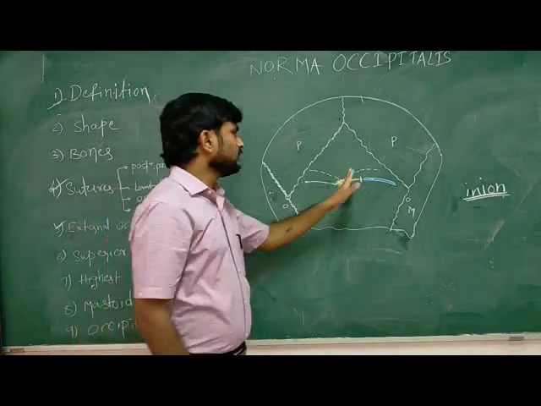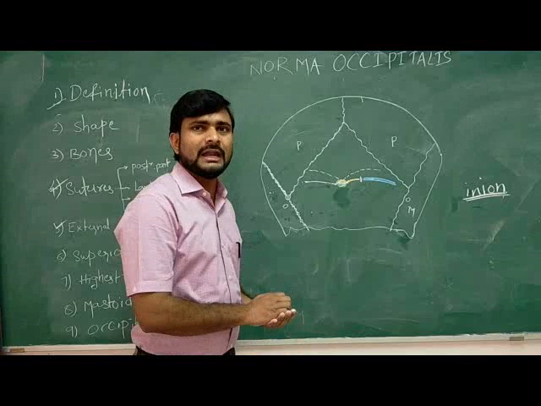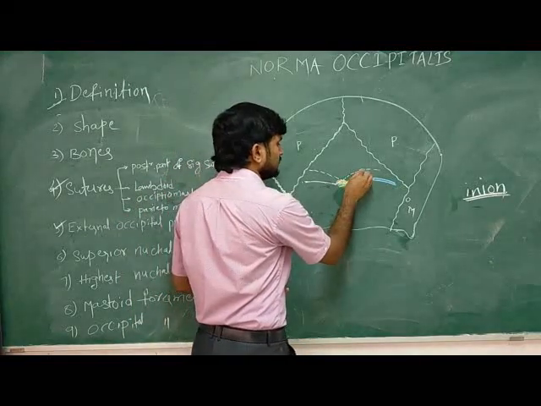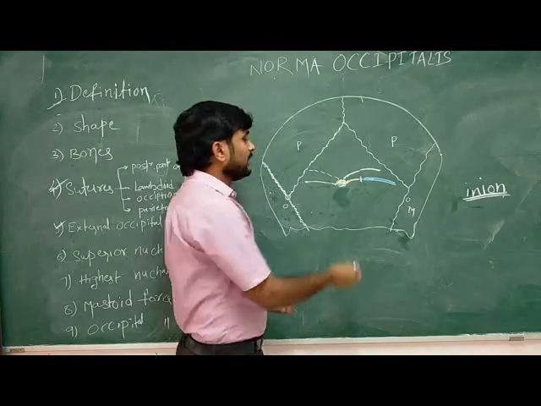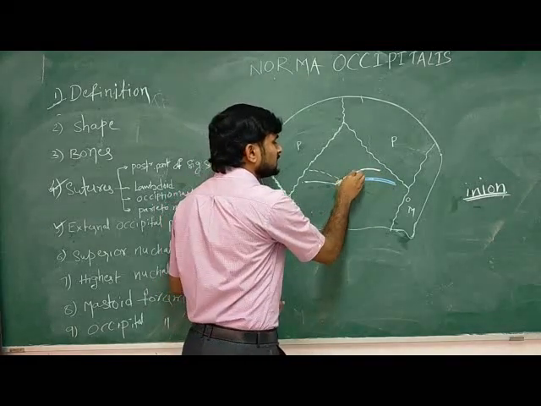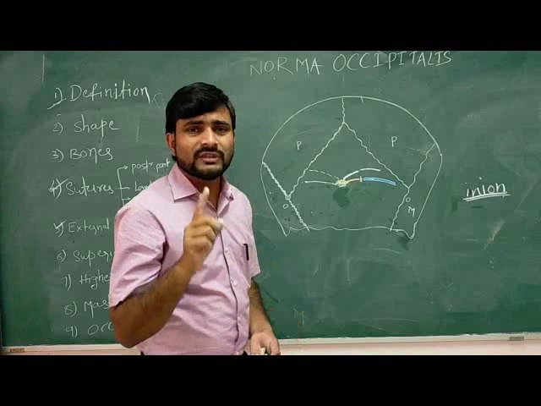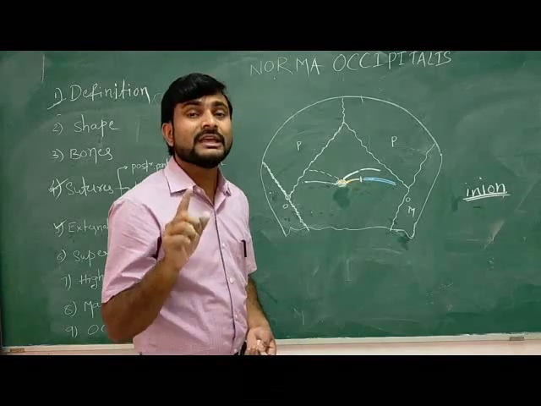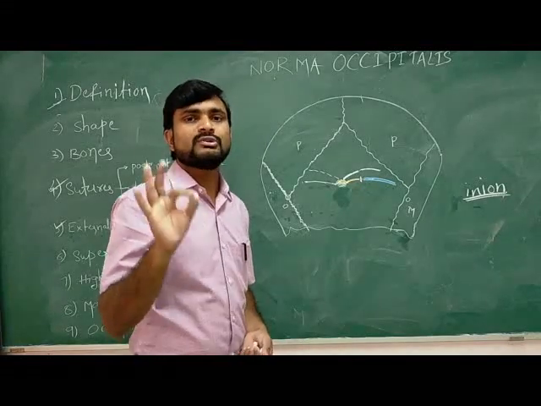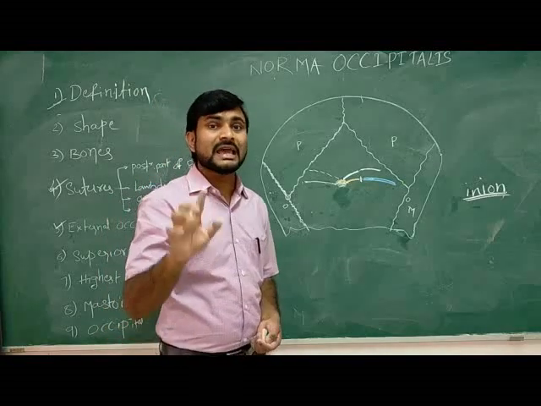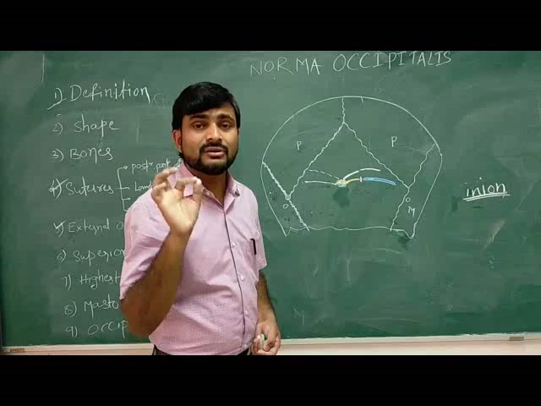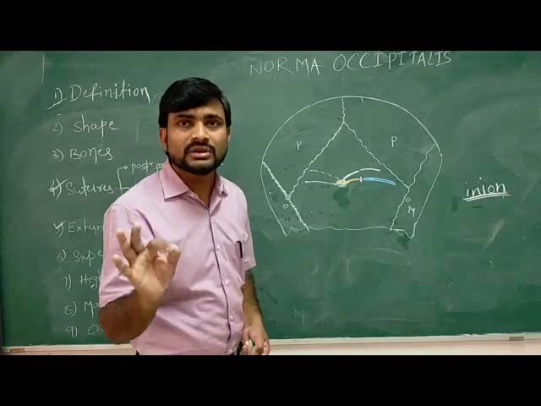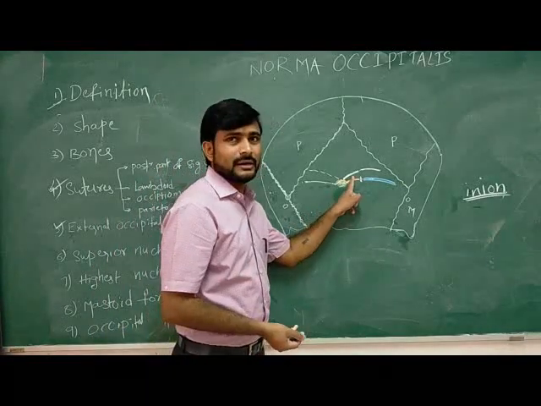Again, it is also divided into two parts, the middle part and the lateral part. This is the middle part and this is the lateral part. The middle part provides the attachment of one of the layers of the scalp, called the epicranial aponeurosis. The total scalp has 5 layers. Out of the 5 layers, one layer, the epicranial aponeurosis, is attached to the medial part.